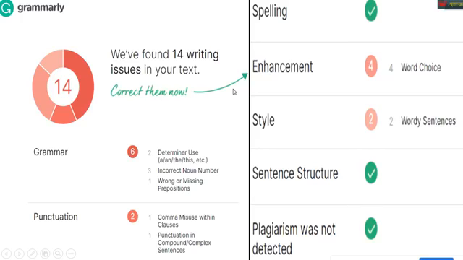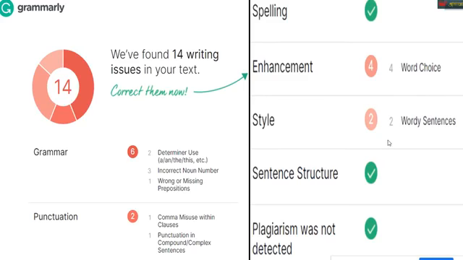Okay, in the second stage, we have edited and refined a little bit, and we found only 14 writing issues. That means the mistakes are decreasing. Here we got some grammar mistakes, punctuation mistakes, no spelling mistakes, and enhancement, a little bit of word choice. This is not so important in terms of writing, because sometimes the machine does not read your mind and may not share your choice of words. So the machine finds it, but it's not so important. Okay, then let's go to the next slide.